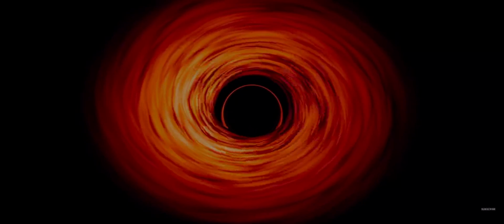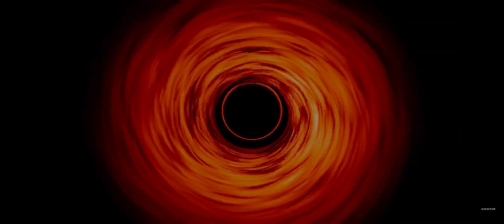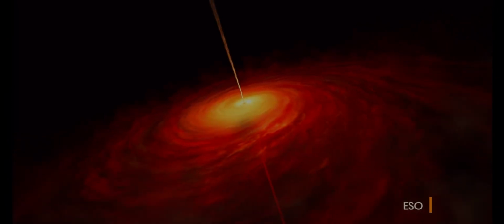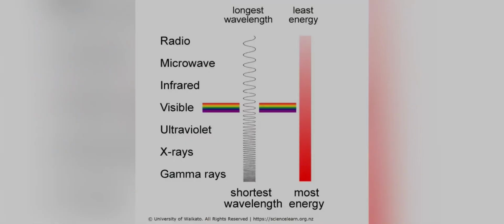And as it consumes and pulls in that matter, it begins to form an accretion disk. And in this process, the black hole can actually produce a jet of plasma and radiation that shoots out from the core. And this emission can be seen across all wavelengths, so from radio all the way to gamma rays.